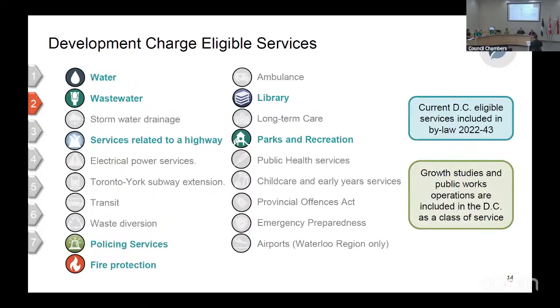Next slide, please. So the Development Charges Act lists out 19 services that are eligible. What we've highlighted here is what we've included: water, wastewater, services related to a highway, which is really roads, policing, fire, library, and parks and recreation services. We also have classes of service. And so a class of service is a combination of these eligible services. So we have public works, we have studies, growth-related studies, and then we also have land. So land needs to be identified separately, which we've done.